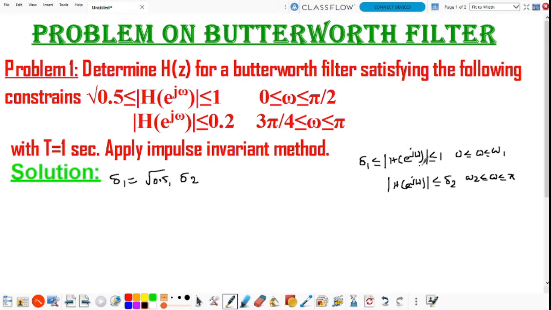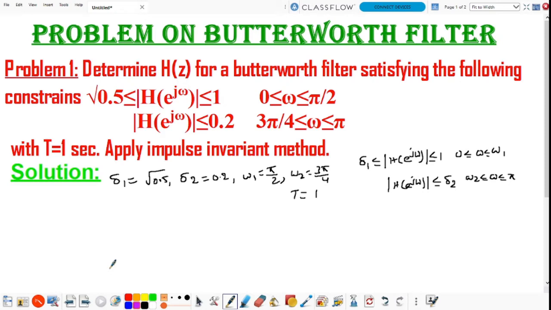Comparing the standard specification with the given specification, we get δ1 equal to square root of 0.5, δ2 equal to 0.2, ω1 equal to π/2, ω2 equal to 3π/4, and also given that the sampling period capital T is equal to 1 second.